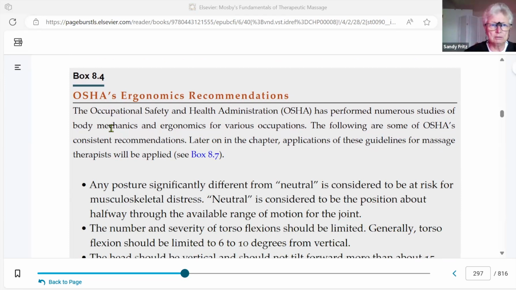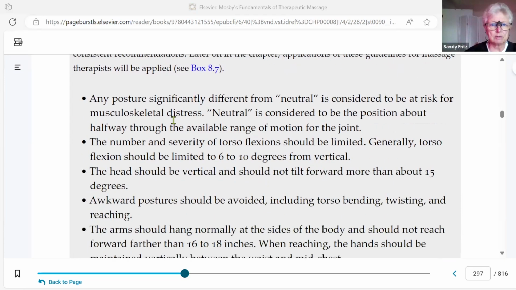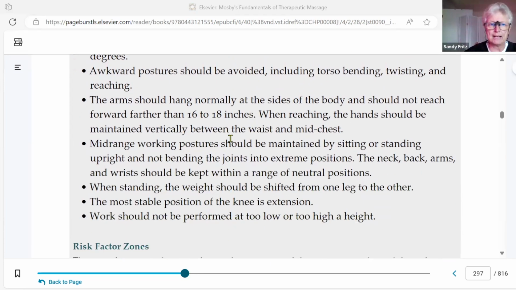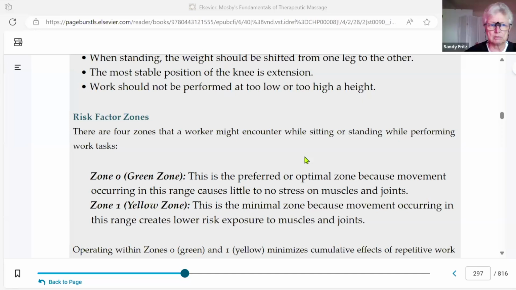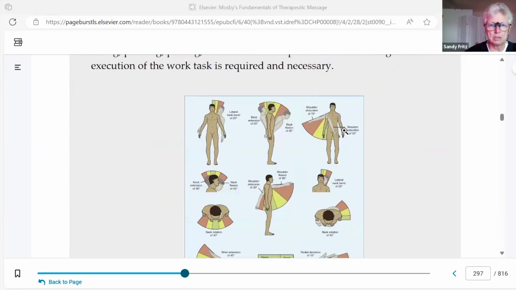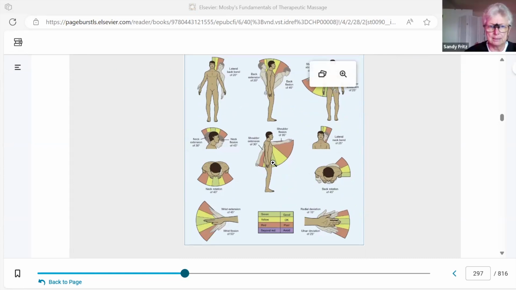these are OSHA, Occupational Safety and Health Administration recommendations, and the body mechanics that you are taught follow these recommendations. And then there's some figures here for you to take a look at. So you absolutely don't want to be in the red, green, and just into the yellow is how you want your body to be.